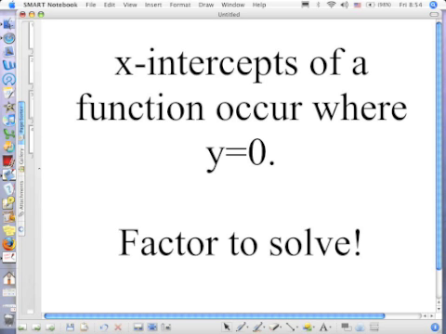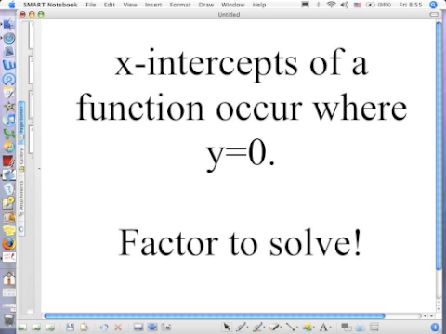The zeros of a function are the x-intercepts. It's the points where the function crosses the x-axis. And x-intercepts occur where y is equal to 0, because if you're crossing the x-axis, then you have not moved above or below it, have you? Okay, so the other coordinate of that ordered pair is always 0. The way that we're going to find the x-intercepts is we are going to have to factor to solve.